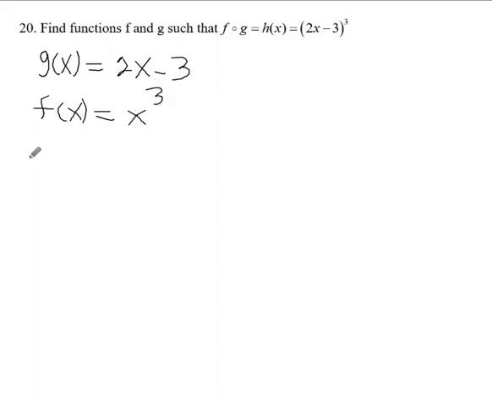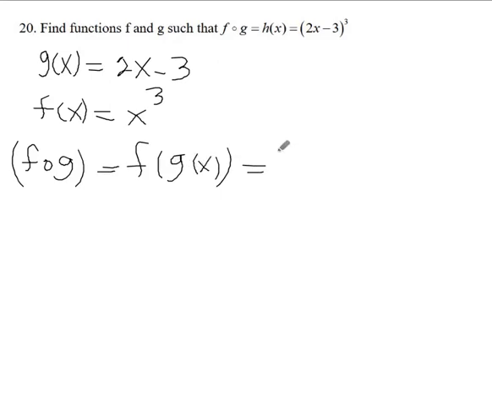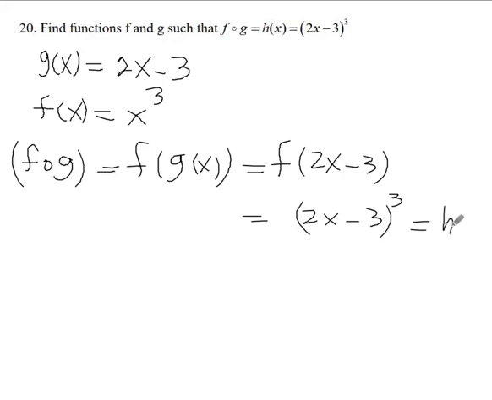So let's examine that. F composition with respect to g is equal to f of g of x. Now we're saying g of x is equal to 2x minus 3. So this is f of 2x minus 3. If I look at my f function and substitute 2x minus 3 for each x, this would be the same as 2x minus 3 cubed, and that's exactly equal to the h of x that was given to us.